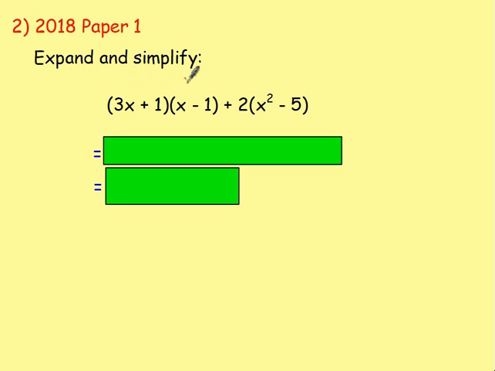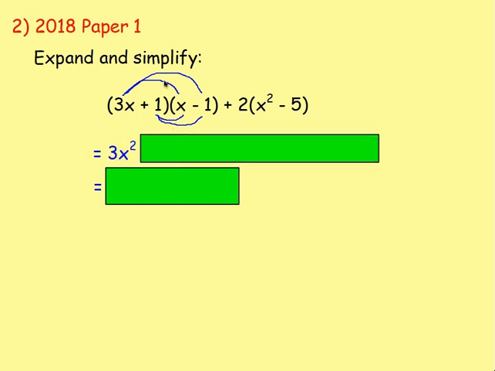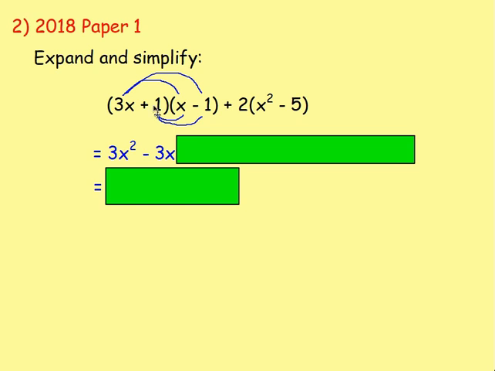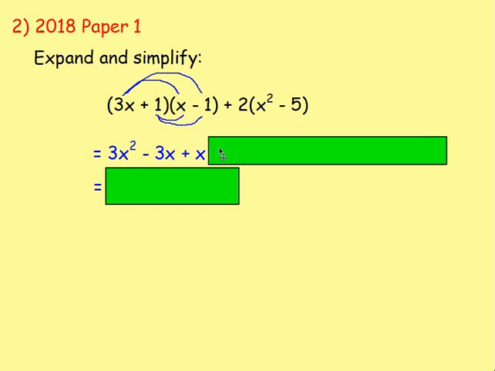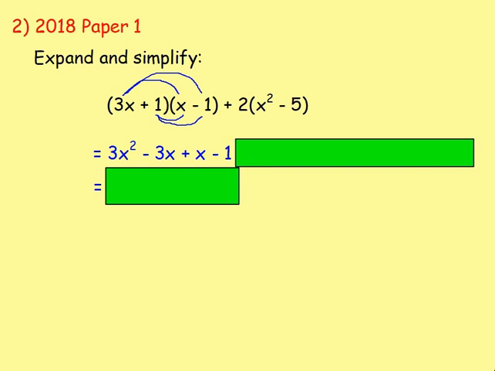So, first thing you want to do is, because you've got double brackets, think about your wee rainbows. So, you do the 3x times the x, and then 3x times negative 1, then the 1 times the x, and 1 times negative 1. So doing that to begin with, 3x times x is 3x squared. 3x times negative 1, positive times a negative is a negative, so negative 3x. Plus 1 times x is just plus 1x, and plus 1 times negative 1 is negative 1.